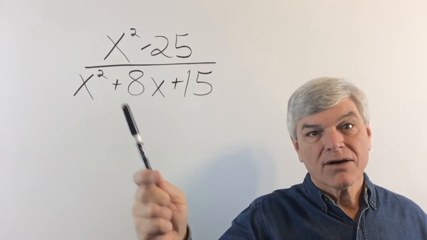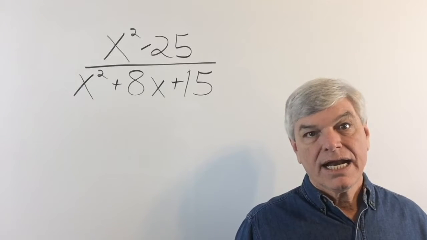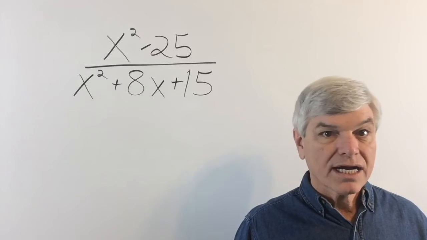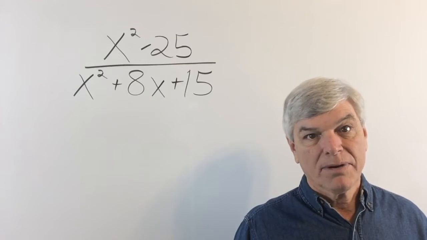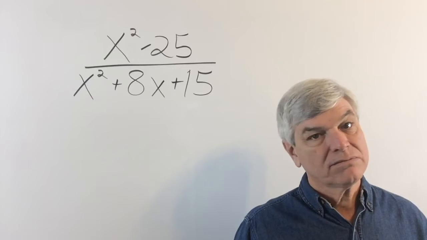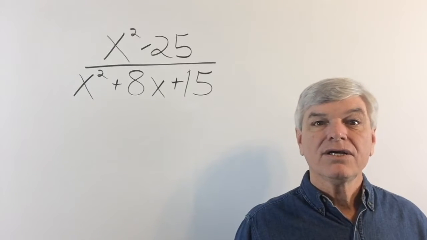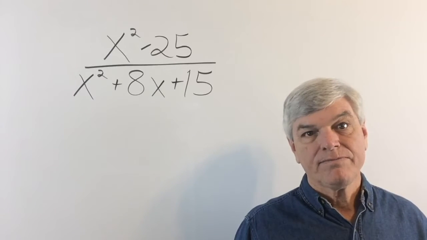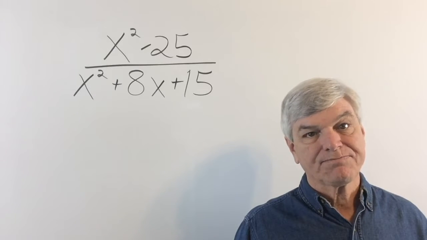If there's a plus sign or a minus sign. Now, if that was x squared times something, and on the bottom you had x squared times something, that's a different matter. You can eliminate that. But that's not what we have here.